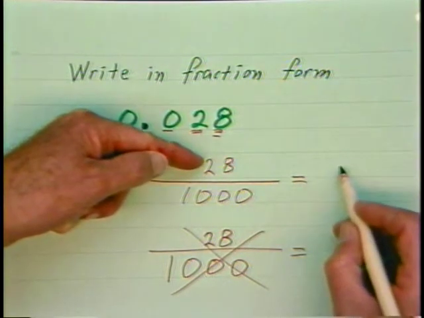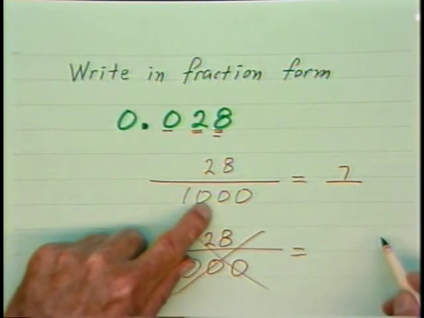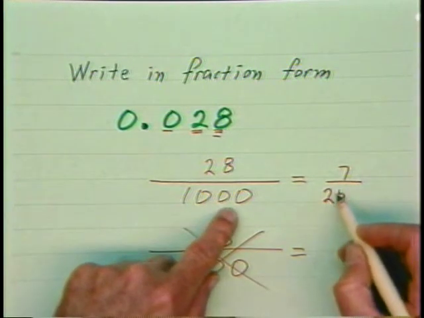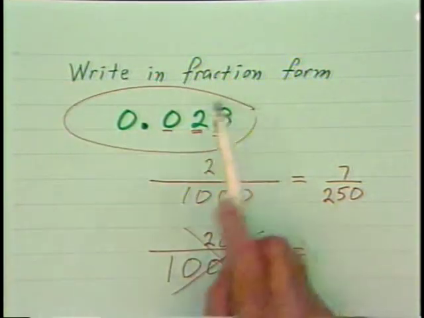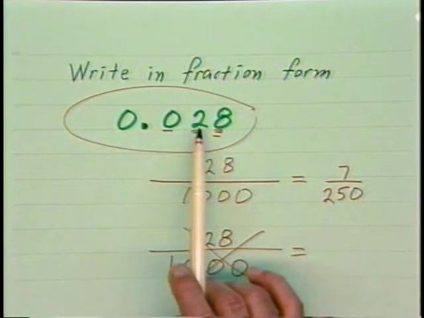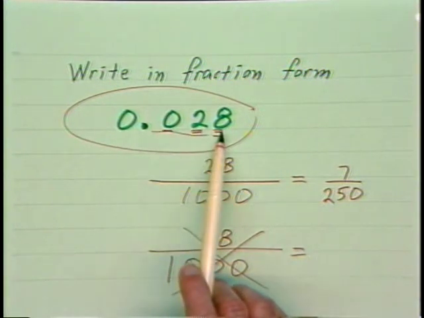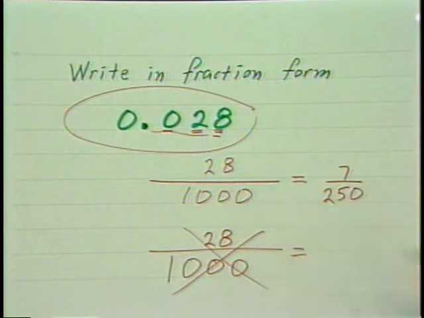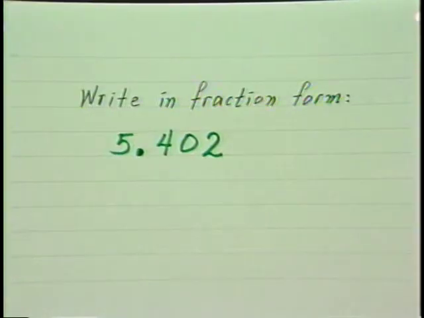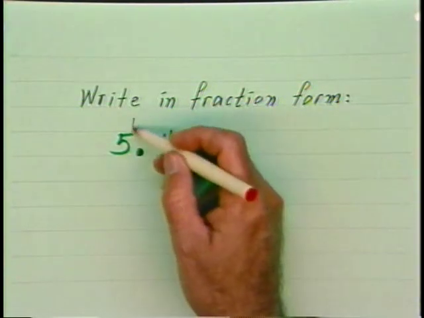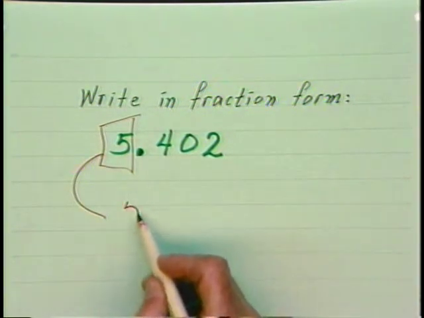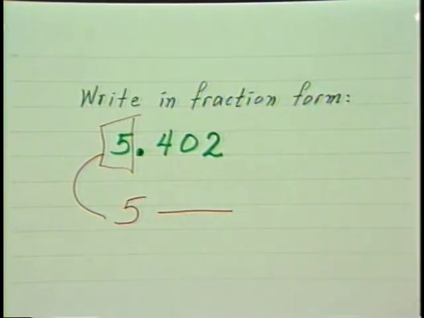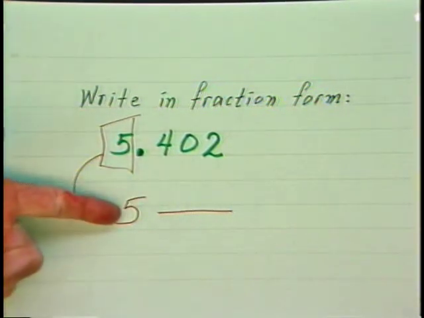So 4 goes into here 7 times. 4 goes into here twice, 250. So again, it's fastest if you can simply say the number in word name, 28 thousandths. Then write in fraction form what you just said with words. And of course, if there is a whole number portion to that decimal form, that whole number simply becomes the whole number part of a mixed number. So the whole number simply comes down unchanged.